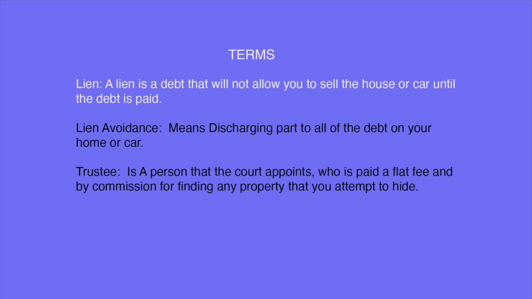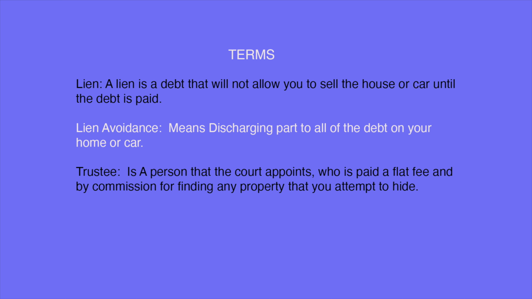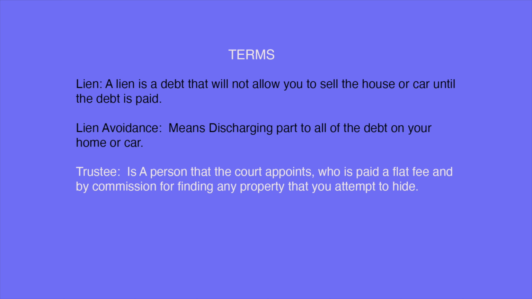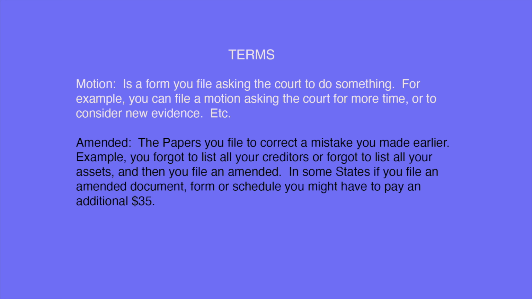Lien. A lien is a debt that will not allow you to sell the house or car until the debt is paid. Lien avoidance means discharging part to all of the debt on your home or car. Trustee is a person that the court appoints who is paid a flat fee and by commission for finding any property that you attempt to hide. Motion is a form you file asking the court to do something. For example, you can file a motion asking the court for more time or to consider new evidence, etc.